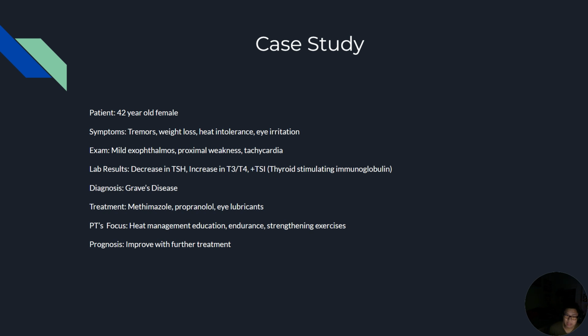Here we have an example of a little case study. We have a patient that's a 42-year-old female. Symptoms include tremors, weight loss, heat intolerance, and eye irritation. Exams include mild exophthalmos, proximal weakness, and tachycardia being found. The lab results showed a decrease in TSH, an increase in T3 and T4, and a positive thyroid stimulating immunoglobulin. With those lab results, we can conclude that the diagnosis is obviously Graves' disease.